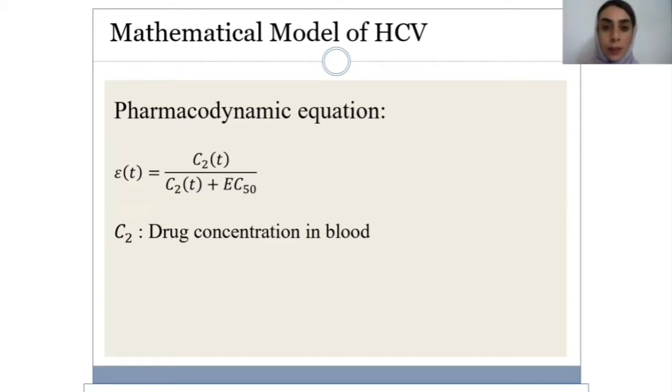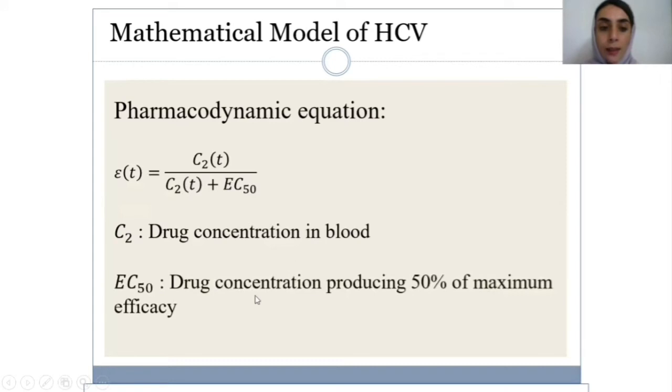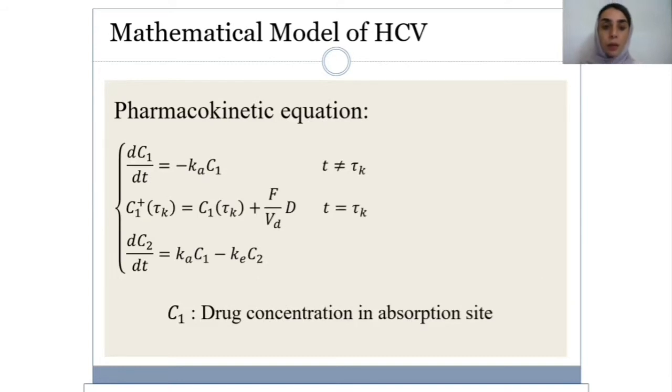and pharmacokinetics equations. The pharmacodynamics of the pegylated interferon is based on the Hill equation, and in this formula, C2 represents drug concentration in blood, and EC50 is the drug concentration producing 50% of maximum efficacy. Also, in order to have a relationship between the drug dose and the concentration of the drug in the blood, the pharmacokinetics equations have been considered.